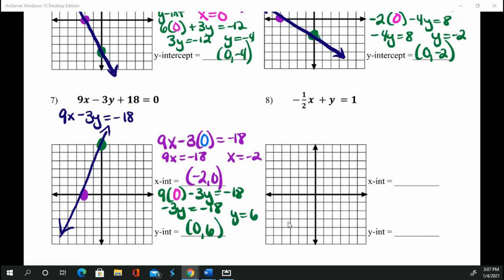And for number 8, let's get rid of that fraction first. Standard form, we want to eliminate all fractions. So we want that leading coefficient, the coefficient of the x term, the coefficient of the y term, and that c value. We want them all to be integers, meaning no fractions or decimals. So we're going to multiply every term by 2. So now we're going to use this new equation, our equation in standard form, to find the x-intercept and then the y-intercept.